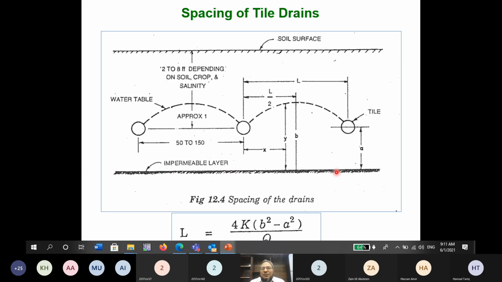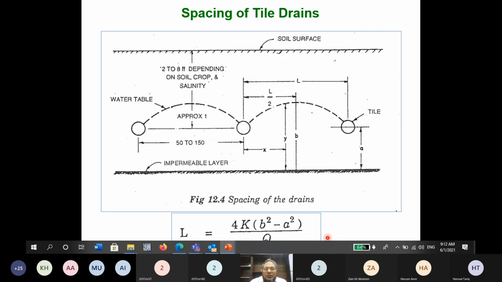Assume that this is some impermeable layer, and these tile drains are provided at a small distance a with respect to this impermeable layer. There would be slightly this rise, and the distance from the impermeable layer to the peak of the water table profile is called B. So A and B are these vertical distances, and Y is the distance at any distance X from this tile drain.